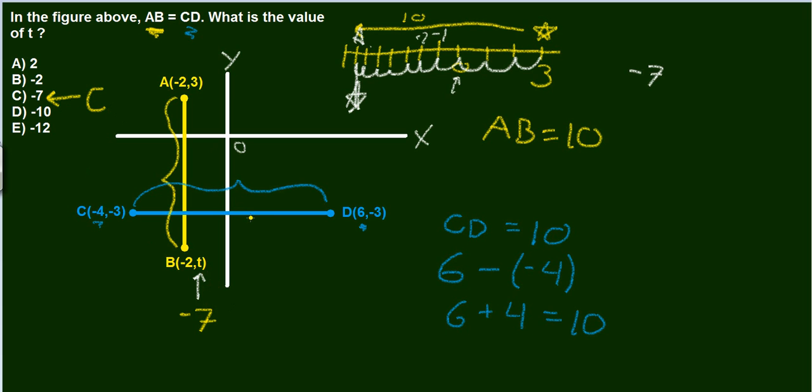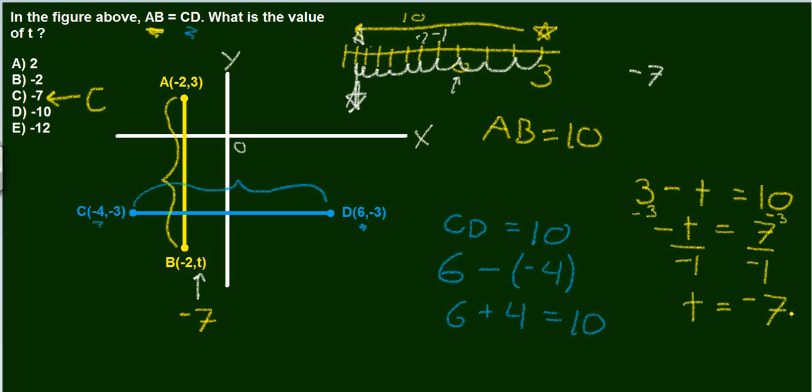Now, one way to see this without having to write out the whole number line is to do the exact same thing we did here, although we can't fill in the second point. If we start at 3 and subtract some number t, and that's going to get us 10, we can do some simple algebra. -t is going to be equal to 7, because I subtracted 3 from both sides, and then divide both sides by -1, because we can't have that negative on the t. We're going to get t equals -7.